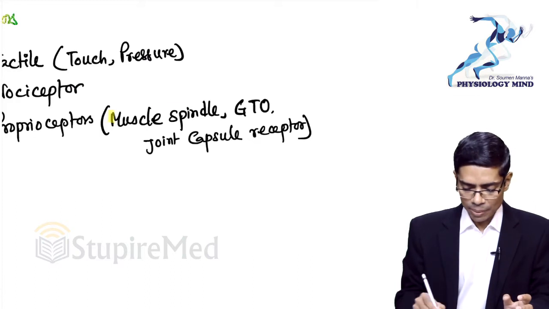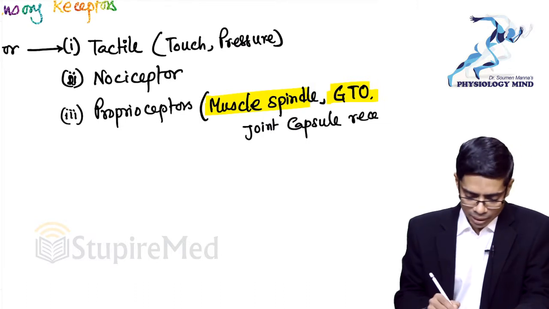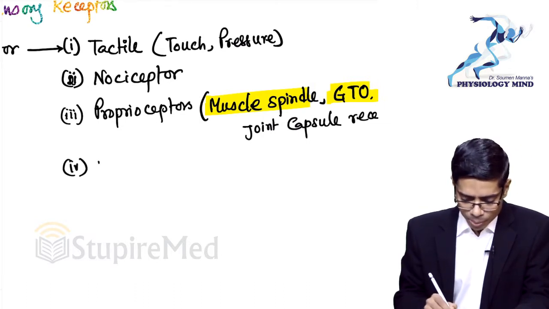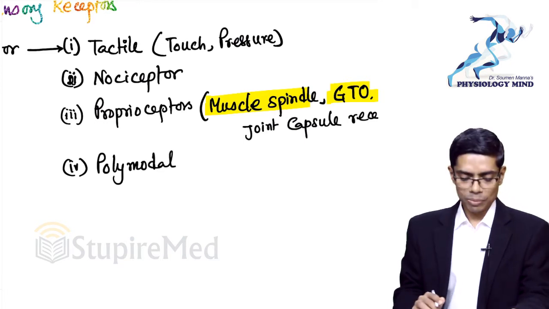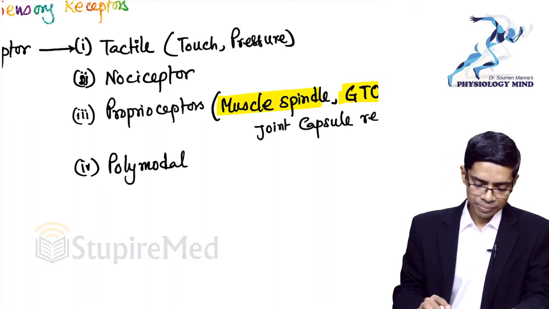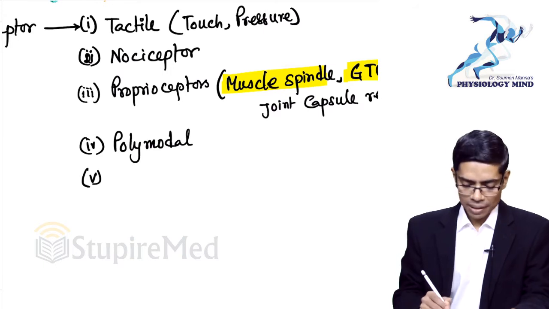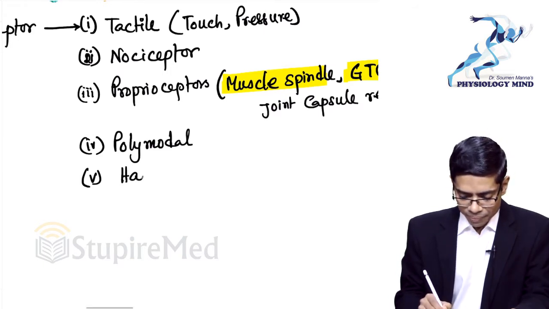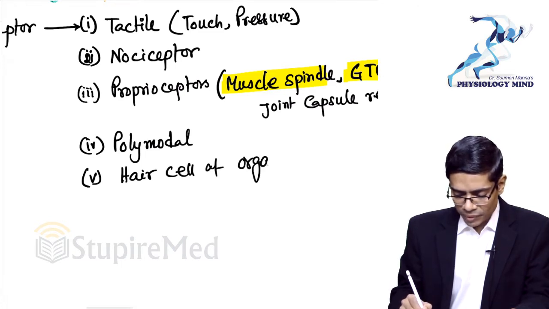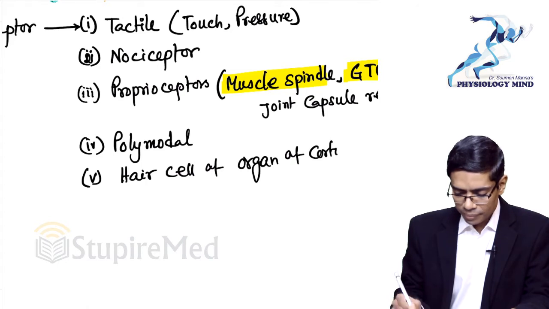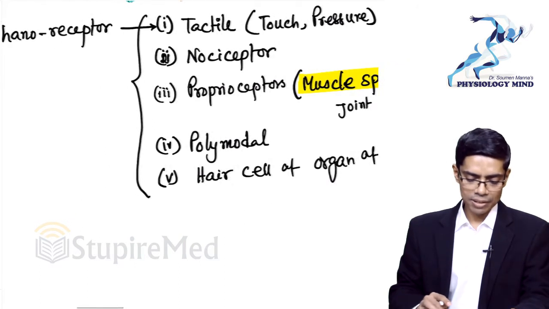We have to discuss in detail about the muscle spindle and Golgi tendon organ, so don't worry. And number 4 is the polymodal receptor. They can also be activated by mechanical stimulus. Now one type of mechanoreceptor represents the special sense, that is the hair cell of the organ of Corti. They are also mechanoreceptors. So these are 4-5 types of mechanoreceptor.